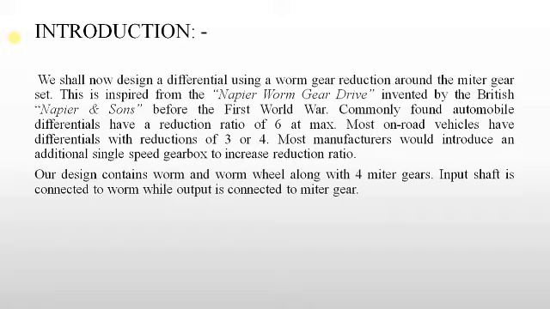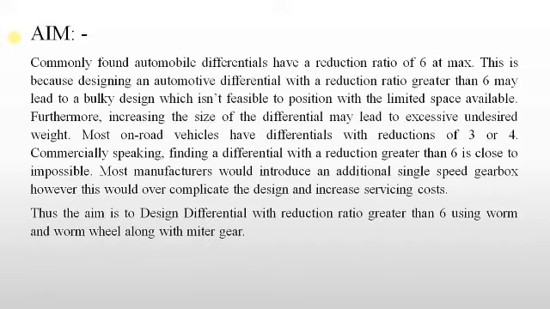Aim of our project. Commonly found automobile differentials have a reduction ratio of 6 at a max. This is because designing an automotive differential with a reduction ratio greater than 6 may lead to a bulky design which isn't feasible to position with the limited space available. Furthermore, increasing the size of the differential may lead to excessive undesired weight. Most of the vehicles on the road have differentials with reduction ratio 3 or 4.